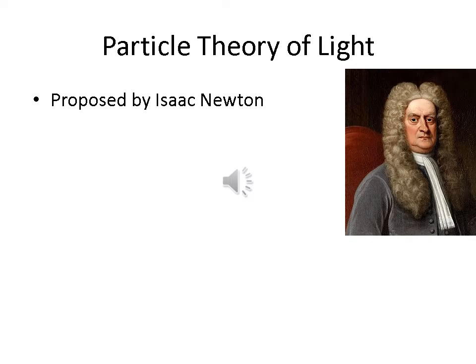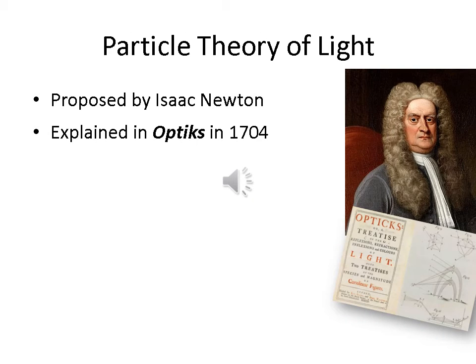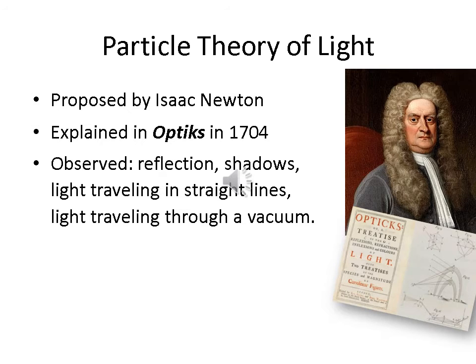Dr. Weil first talked about the particle theory of light. The particle theory of light was proposed by Sir Isaac Newton, and he explained it in his book entitled Optics in 1704. There were several things that he had observed about light that led to his theory that light is a particle. First, he noticed that light reflects.